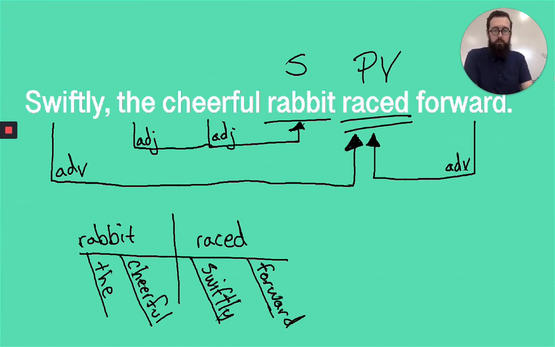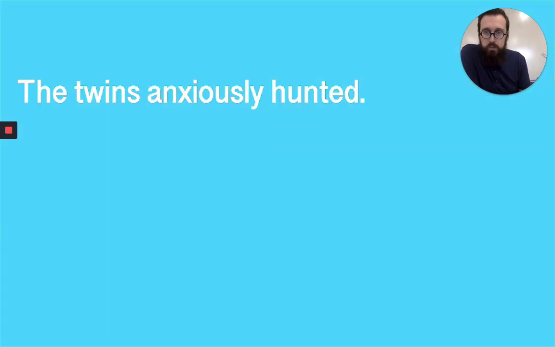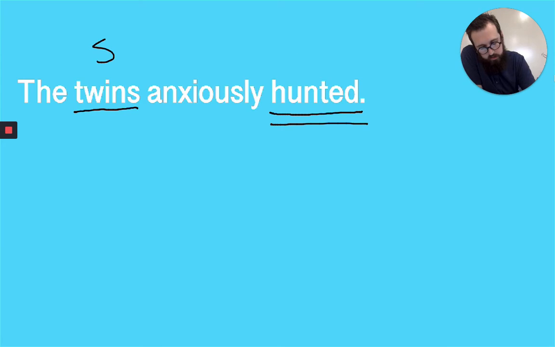Let's look at a couple more before I let you take your quiz. The twins anxiously hunted. This is a sentence because it expresses a complete thought and makes complete sense. It's a declarative sentence because it makes a statement. This sentence is about twins. It's my subject. What did the twins do? They hunted. It tells me about my subject. So that is my predicate, and it is an action word, so it is a verb.